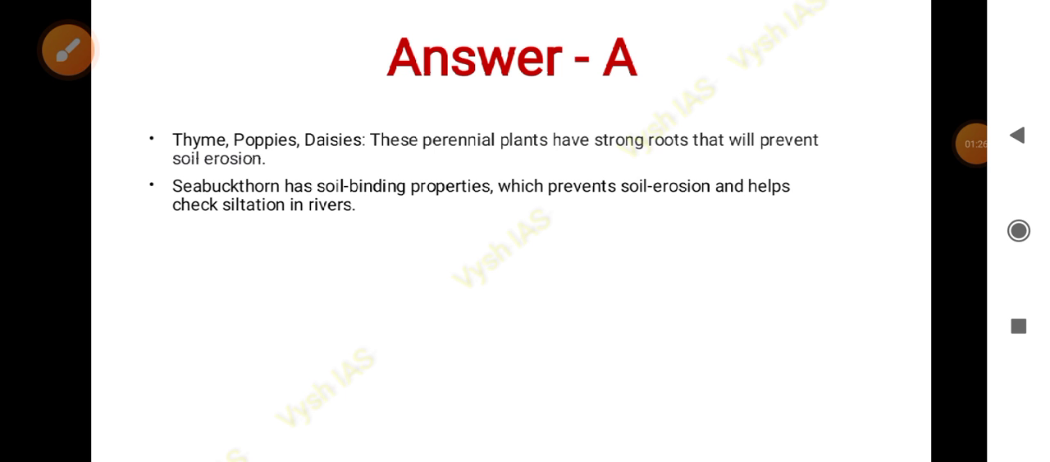Okay, so now the answer is A. Thyme, poppies, daisies are perennial plants. They have strong roots and that's how they prevent soil erosion. Sea buckthorn has soil binding properties and prevents soil erosion as well. Also it checks the siltation in rivers. So that's how it also helps in water conservation, right?